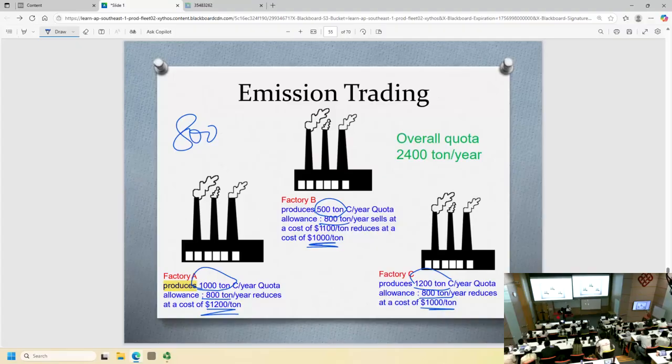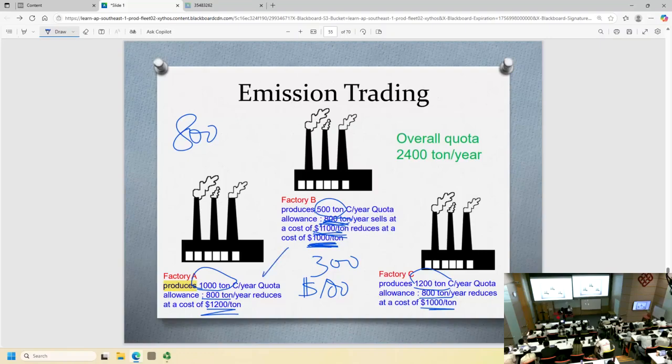So they have to spend more money, 1,200. And for factory B, the allowance is 800, but their emissions are only 500. So it means they have 300 extra allowance, and they can sell it to the market. So let's say they sell it at 1,100. They spend 1,000 for reduction, and when they sell it to the market, they can sell it at 1,100. So it means they can earn $100 for every ton of carbon dioxide reduction. So they sell it to the market.